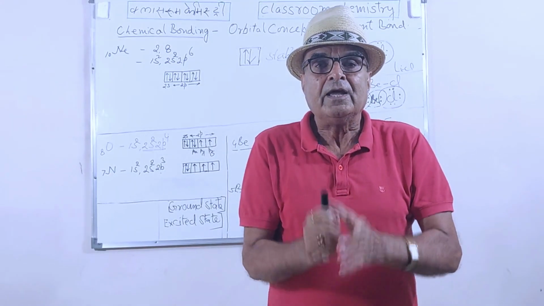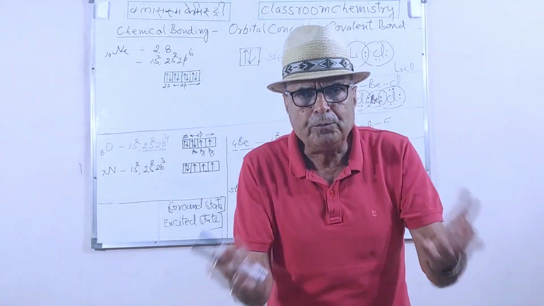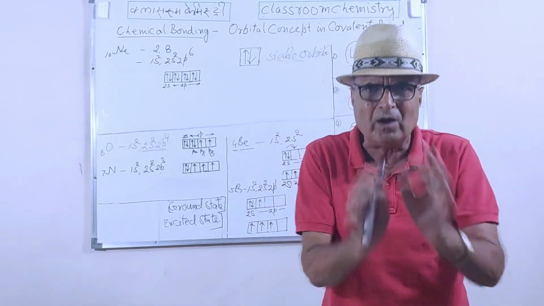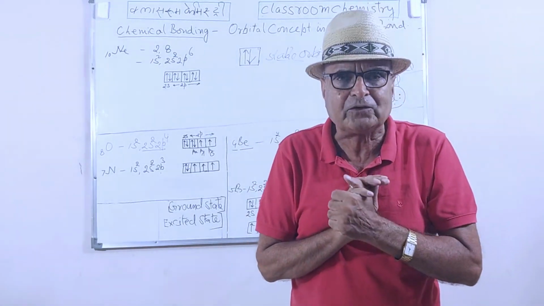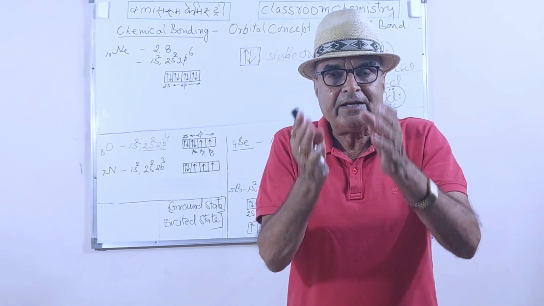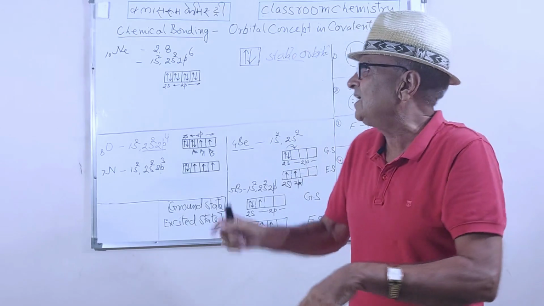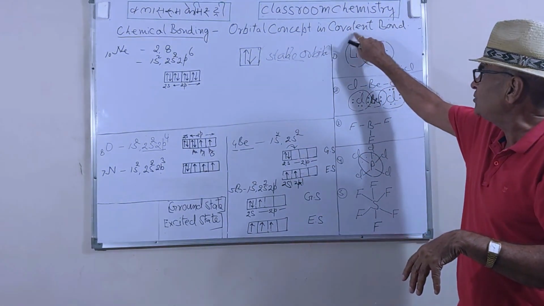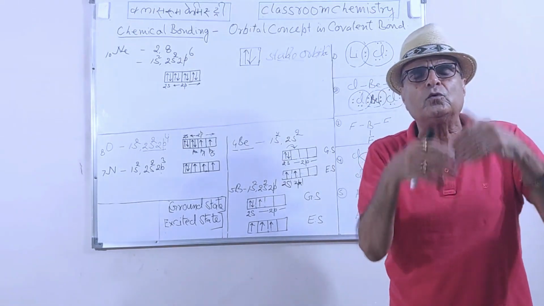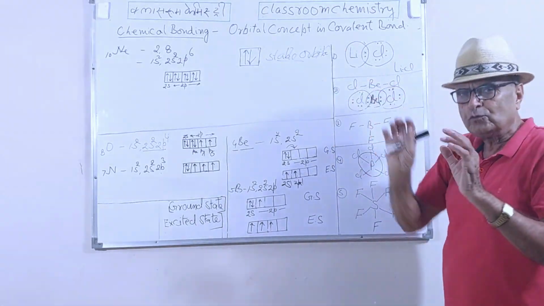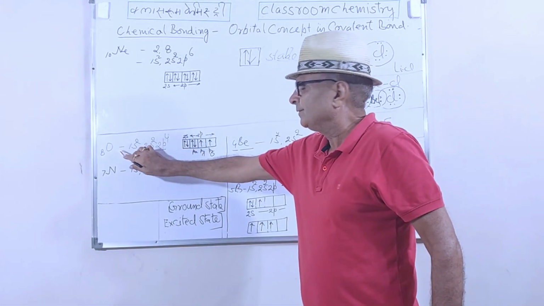Second thing, the incomplete orbital, meaning the orbital which has only one electron, will take part in the sharing of electrons, and the number of unpaired electrons will be called the covalency. This is covalency: the number of unshared electrons, or the number of single electrons, will be called unshared. For example, this is oxygen.